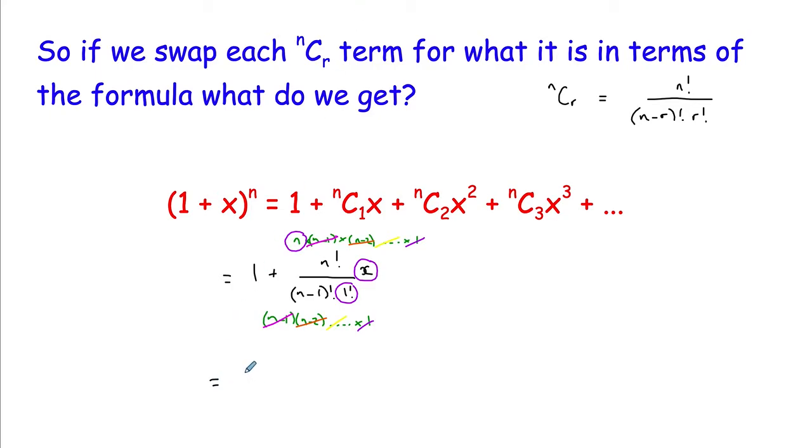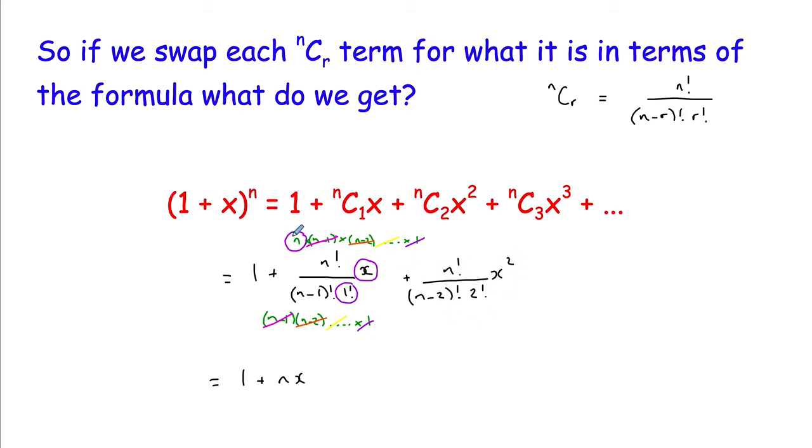So we can write that our first term is going to be 1, and we can now write a better version of this, which will be n times x over 1 factorial, but 1 factorial is just 1, so I don't really need to write that down. Let's look at the next term. Let's look at nC2. That would be n factorial over n minus 2 factorial, 2 factorial, and then we've got x squared on the end.